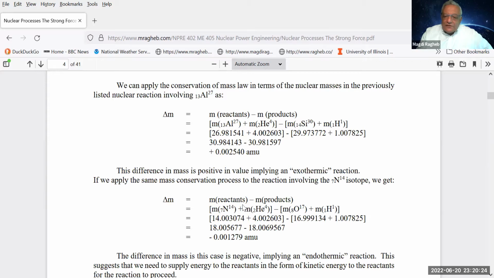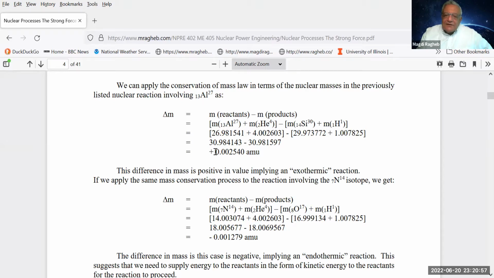If you consider the other reactions where an alpha particle interacts with nitrogen, we can also calculate the delta M. The delta M would be the mass of the nitrogen-14 plus the alpha particle minus the oxygen-17 and the proton. And when we add those numbers and subtract, we get a difference in the mass of 0.001, 1,000th of an atomic mass unit. But it is negative, meaning that the masses of the products are larger than the masses of the reactant.